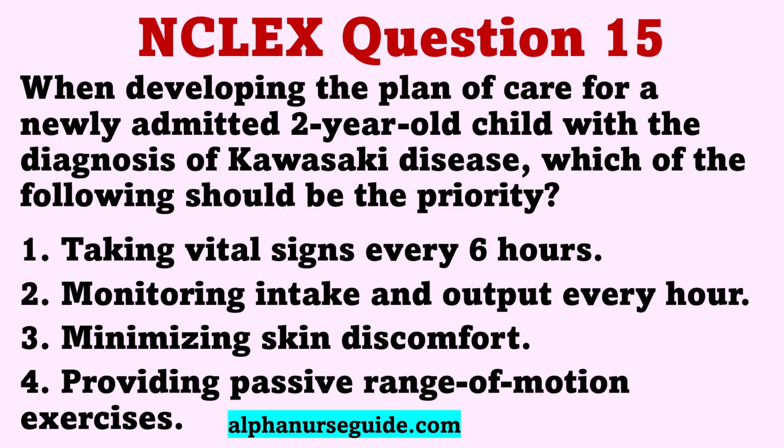The correct answer is 2. Cardiac status must be monitored carefully in the initial phase of KD because the child is at high risk for congestive heart failure. Therefore, the nurse needs to assess the child frequently for signs of CHF, which would include respiratory distress and decreased urine output. Vital signs will be obtained more often than every 6 hours because of the risk of CHF.